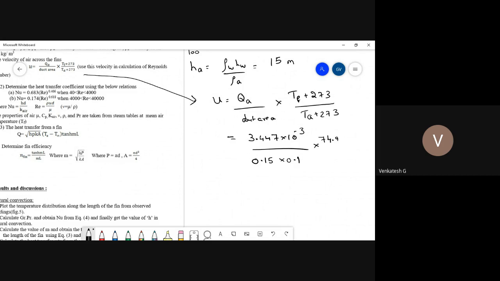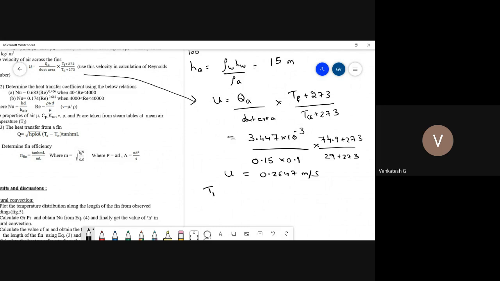So convert that into Kelvin, divided by the ambient air, which in forced convection is 29 degrees. So convert that into Kelvin. So the velocity will be around 0.2647 meter per second. So this is the velocity we are going to get. U is the symbol we are going to follow. So this is the velocity.